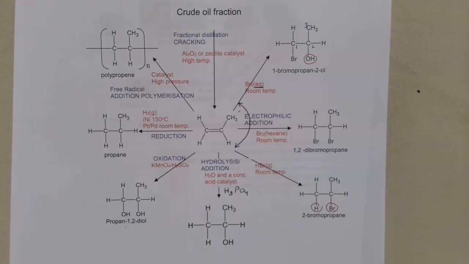So you need to practice drawing out that spider diagram. So that finishes off the alkenes notes. They, along with the alkanes, make the hydrocarbons, the basic building blocks of organic chemistry.